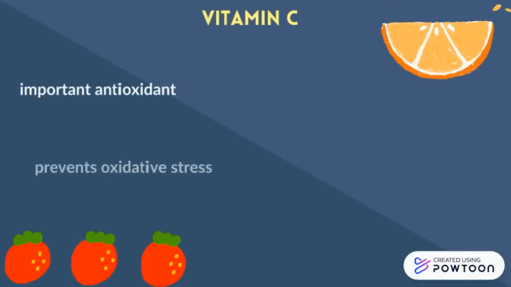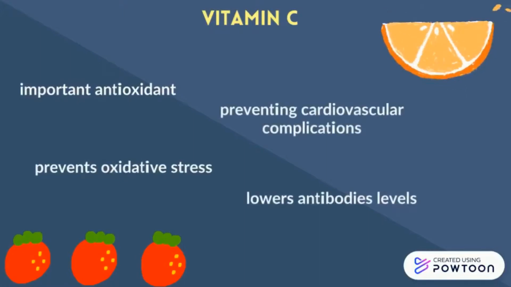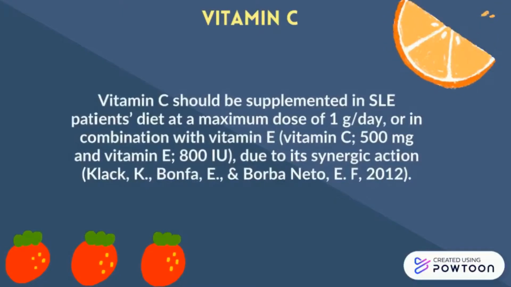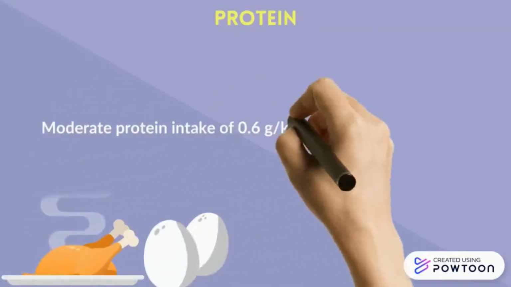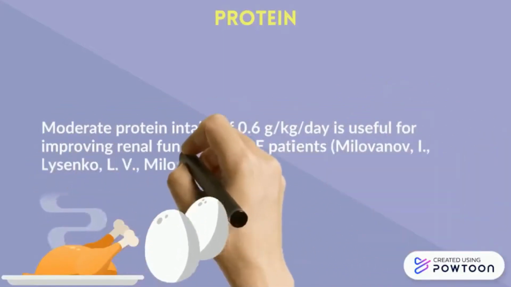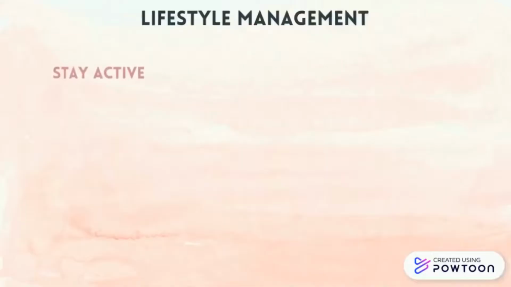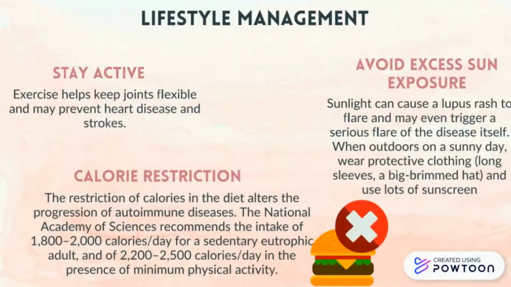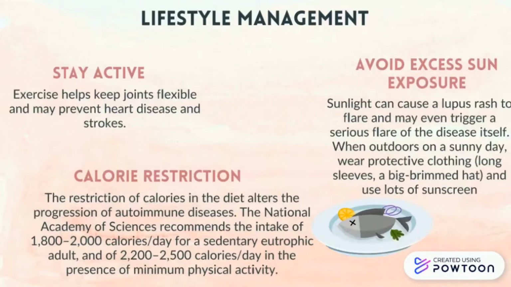Vitamin C is an important antioxidant, prevents oxidative stress, prevents cardiovascular complications, and lowers antibody levels. Moderate protein intake of 0.6 grams per kilogram per day is useful for improving renal function in SLE patients. Examples of lifestyle management that can improve SLE are: to stay active, calorie restriction, and avoid excess sun exposure.